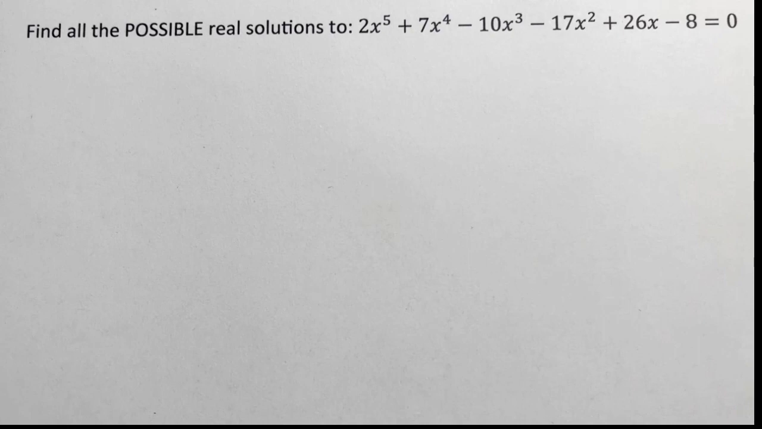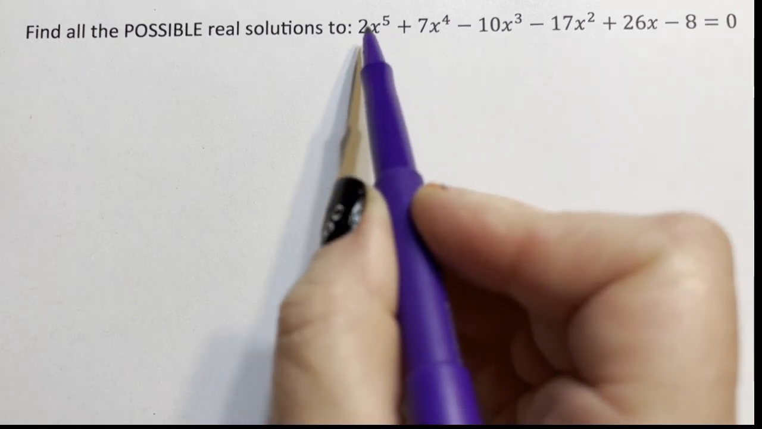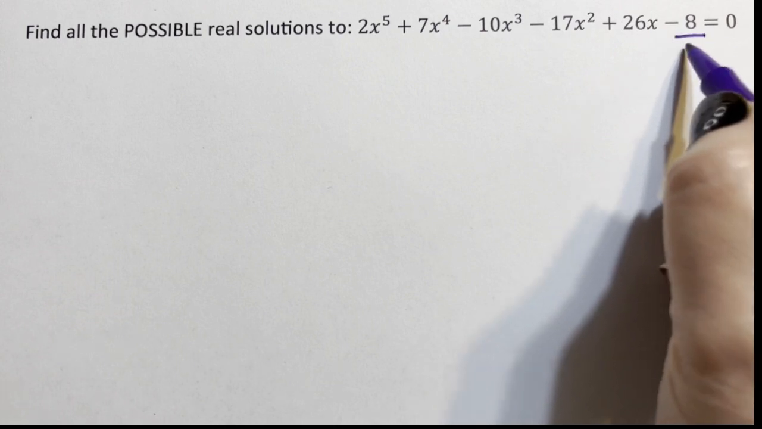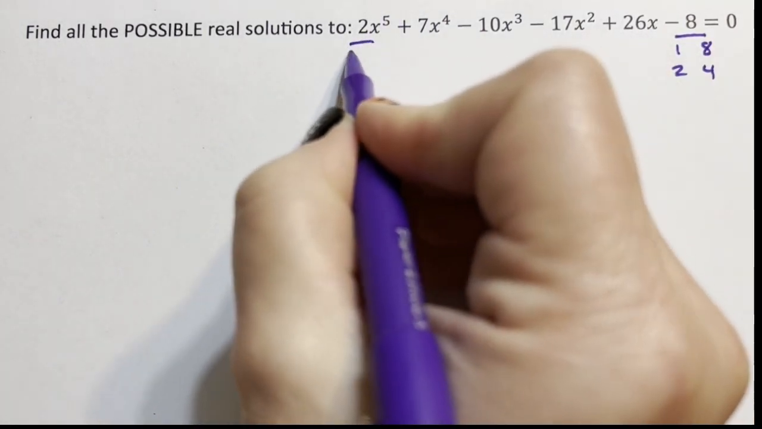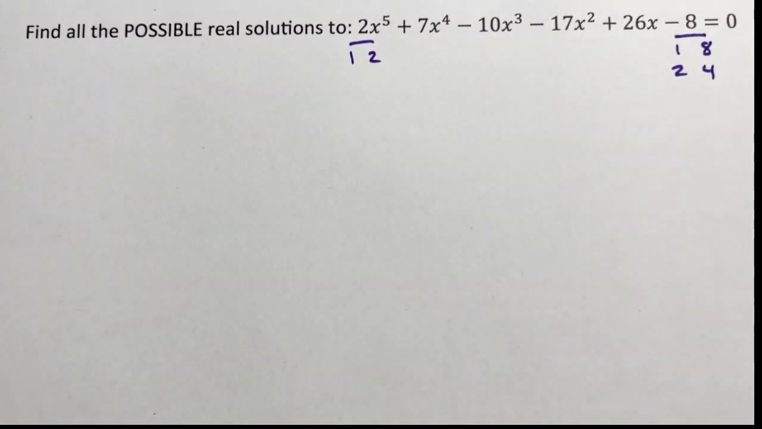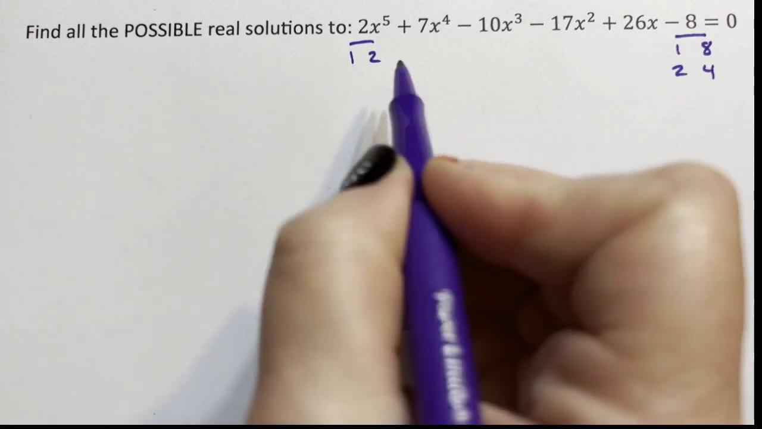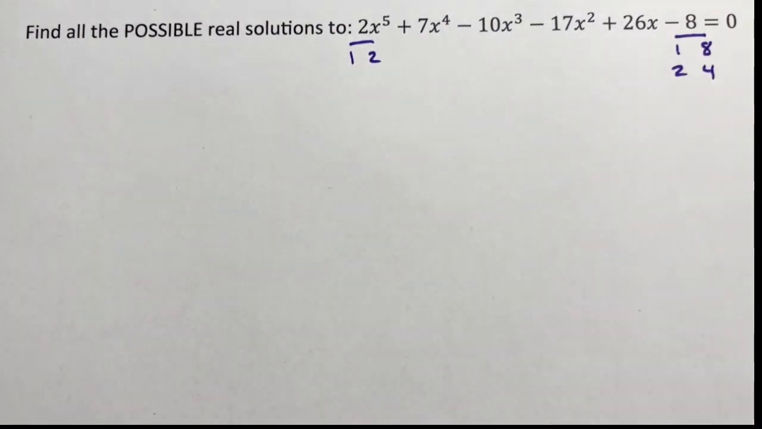It is this really interesting test which says the factors of 8 divided by the factors of 2. So my factors of 8 are 1 and 8 and 2 and 4. And my factors of 2 are just 1 and 2. So the factors of 8 divided by the factors of 2 give us all the possible real zeros of this polynomial.